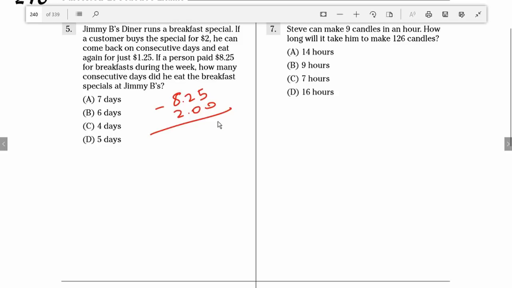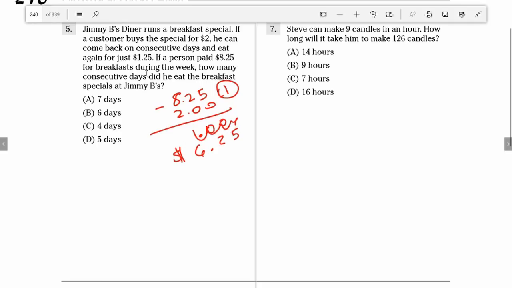5 minus 0 is 0. 2 minus 0 is 0. Bring down your decimal place. 8 minus 2 is... Oops, I did that wrong. 5 minus 0 is 5. 2 minus 0 is 2. 8 minus 2 is 6. Okay, so this is basically breakfast number 1 right here.